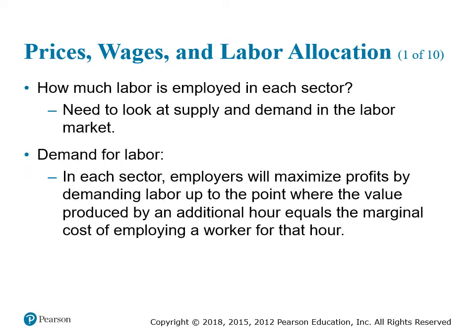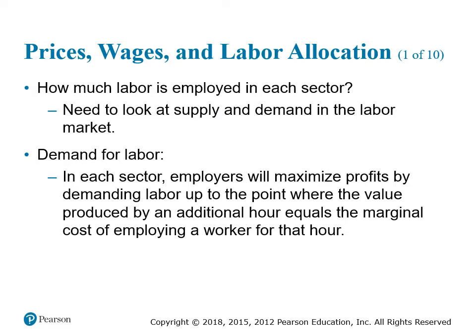In the coming 10 slides, we will mostly talk about prices, wages, and labor allocation. As you know, we are talking about the production of two goods. One is cloth and another is food.